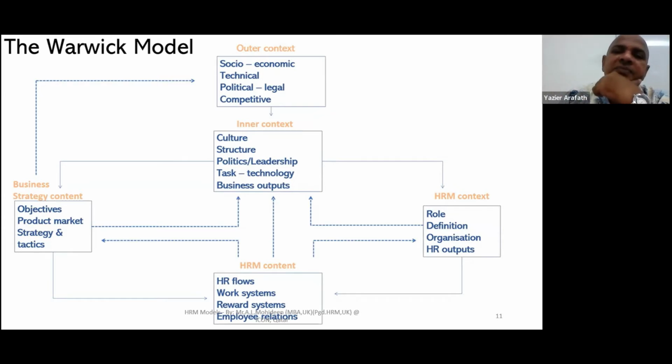Okay, clear? Maria, what is the difference between the Harvard and this Warwick model? It's almost the same but with a different name, no? The focus is context and content, but the weight is not the same. The weight is changed. Am I right?